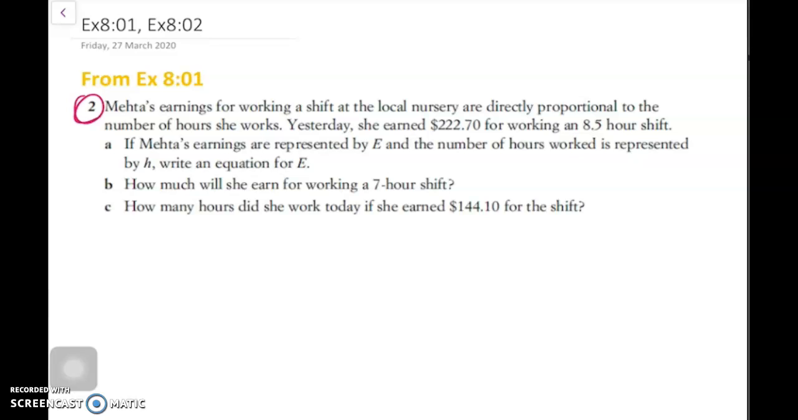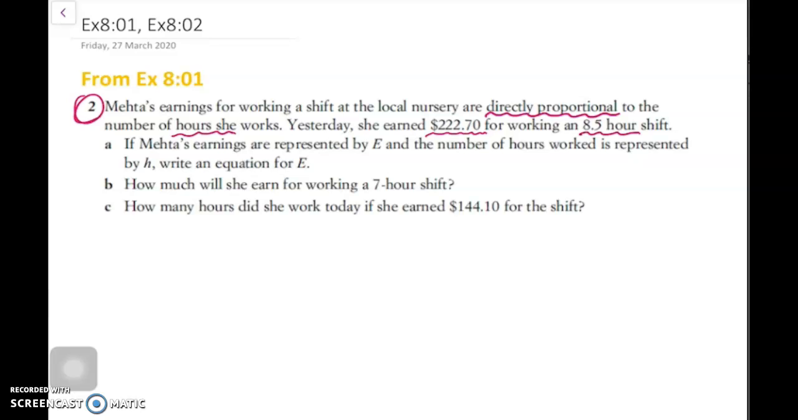So let's underline the important information here. We're told that her earnings are directly proportional to the number of hours she works. We're told she has earned $222.70 for working an 8.5-hour shift. Now, the first part of this question is asking us: if Meta's earnings are represented by E and the number of hours worked is represented by H, write an equation for E.